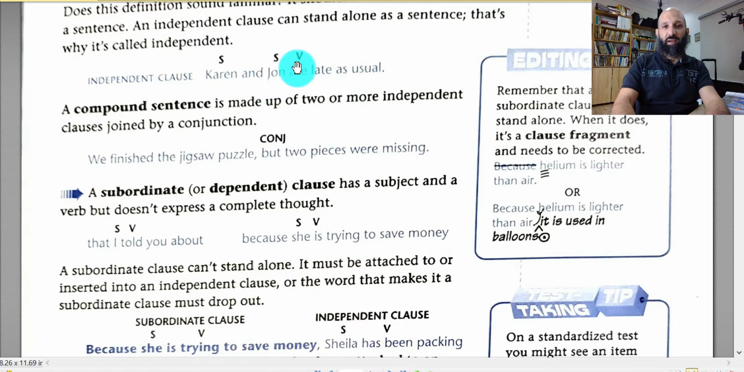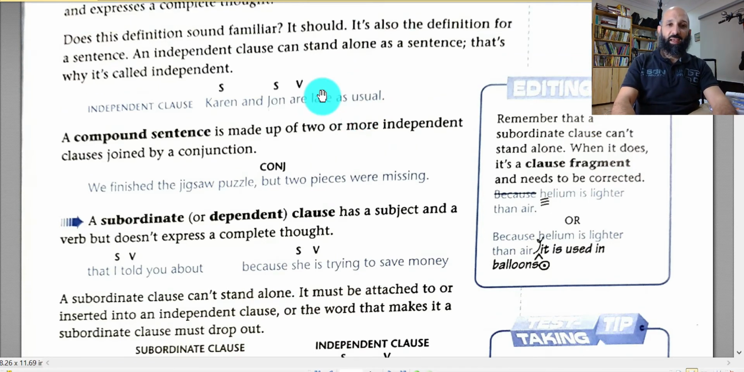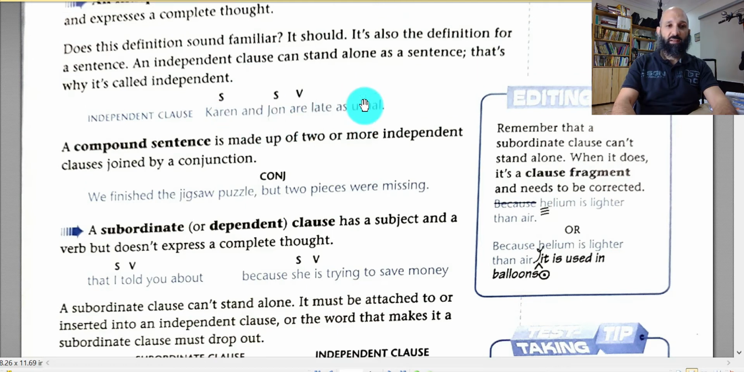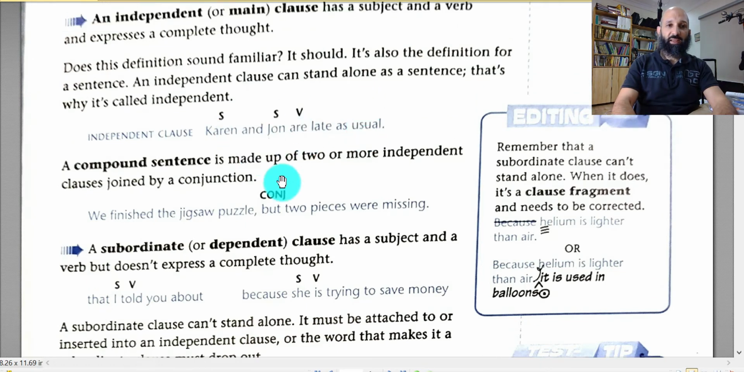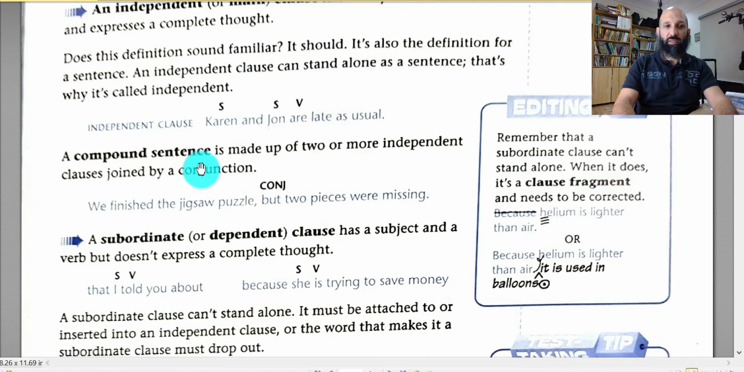So let's take an example. Karen and John are late as usual. That's very bad, Karen and John. So this is an independent clause because it has a subject, Karen and John. The subject is a compound subject, and then we have a verb, and if you read the sentence, it makes sense. So this is an independent or a main clause. Now this is a simple sentence actually.